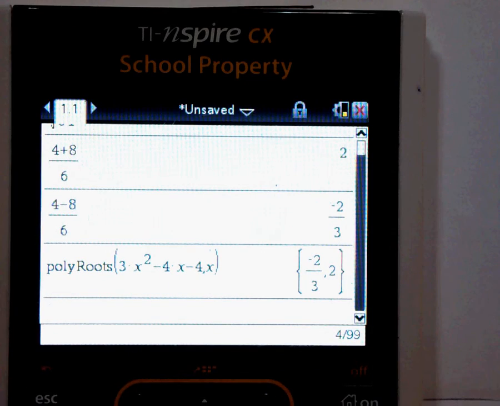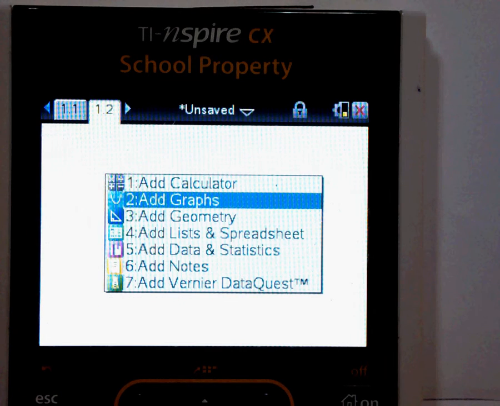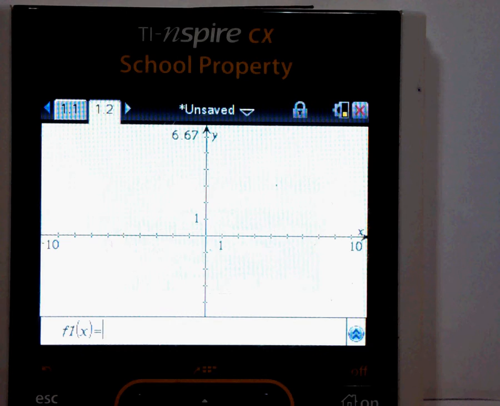Now, the last thing I want to show you is the trick in the graphing screen. And the code is menu 61. So I'm going to ask the calculator to give me a graphing screen. I hit Control to do that.